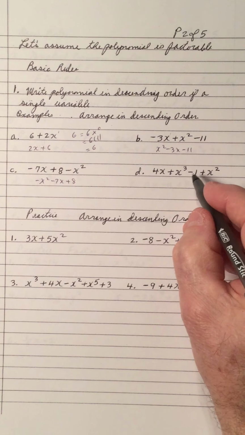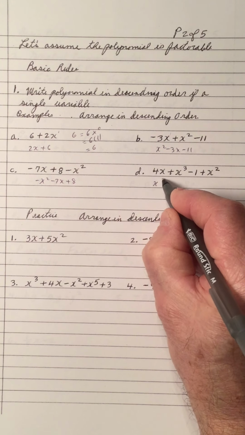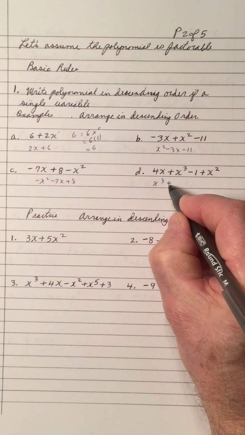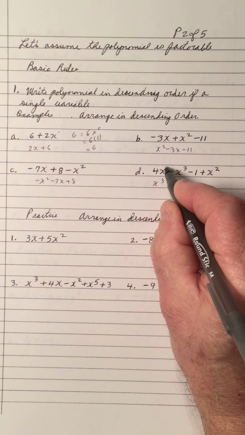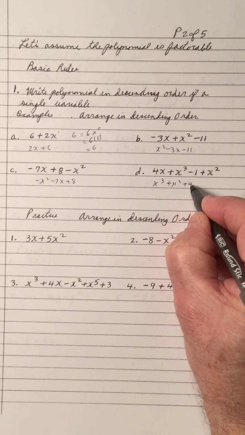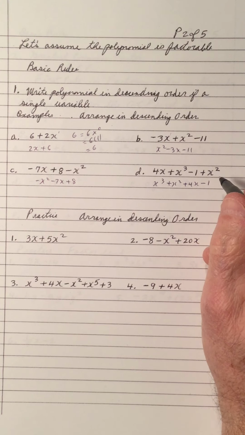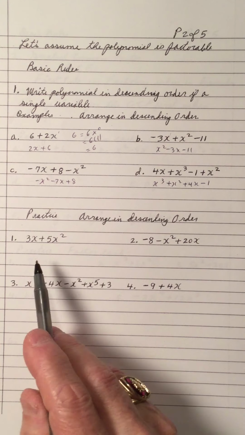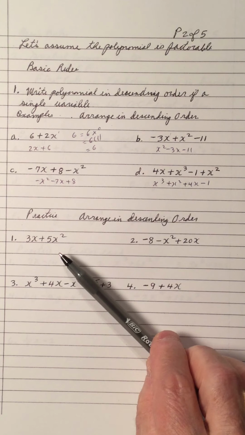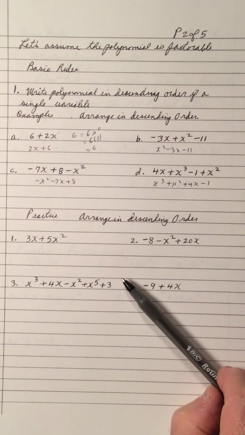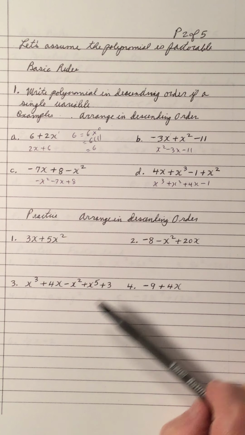D, I have an x cubed, is the highest. I have an x squared, which is next. I have an x, which is next, and the constant is always on the right in descending order. Practice with the 4 of these, and that means you pause your video, work the 4 of these out, press play when you get them done to see if you're right.